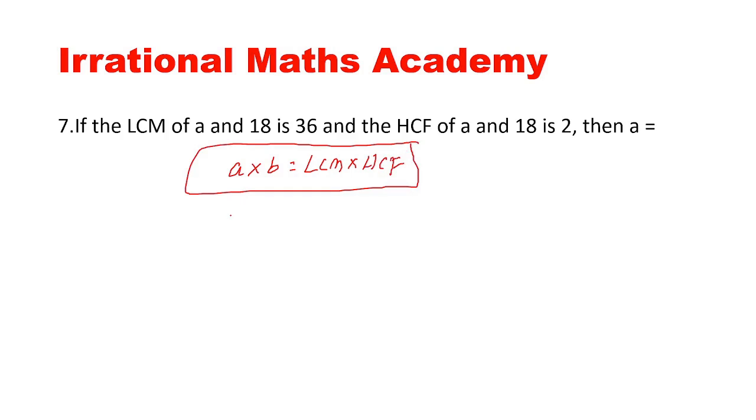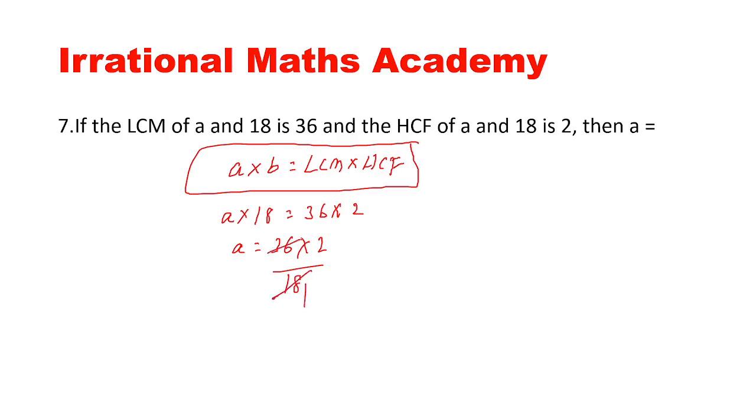A we don't know, we'll write it as A. B, let us assume 18, and LCM of A and 18 is 36. And HCF of A and 18 is 2. So A into 18 equal to 36 into 2. A equal to what? 36 into 2 by 18.